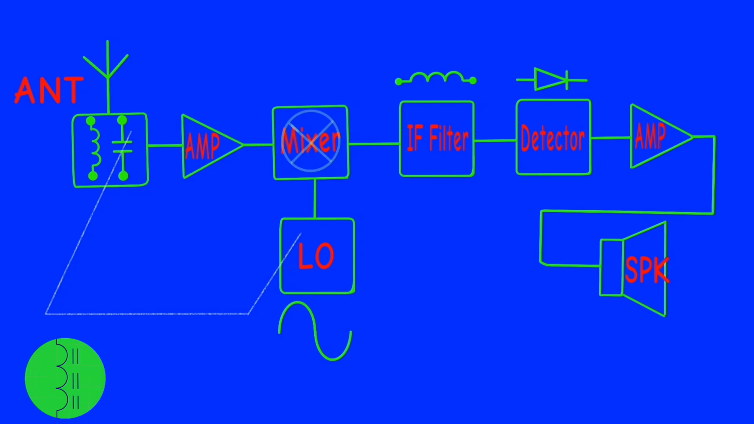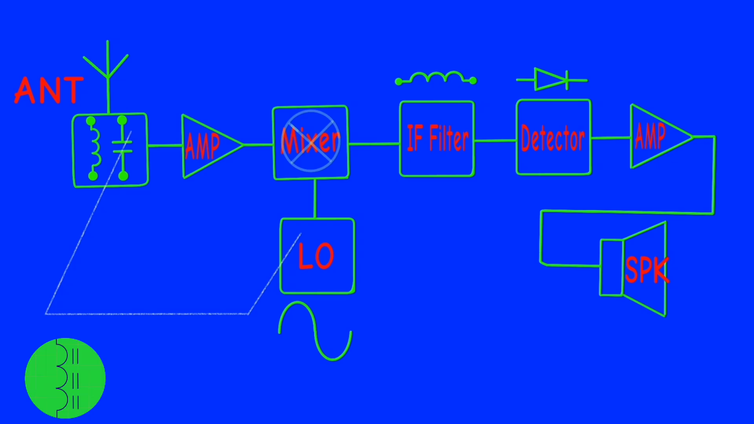Summary of the superheterodyne process. 1. Antenna: receives the radio wave, RF signal. 2. RF amplifier: boosts the weak signal. 3. Mixer: combines the RF signal with the local oscillator's signal to create an intermediate frequency, or IF. 4. IF filter: isolates the IF from other unwanted signals. 5. IF amplifier: further amplifies the IF signal.